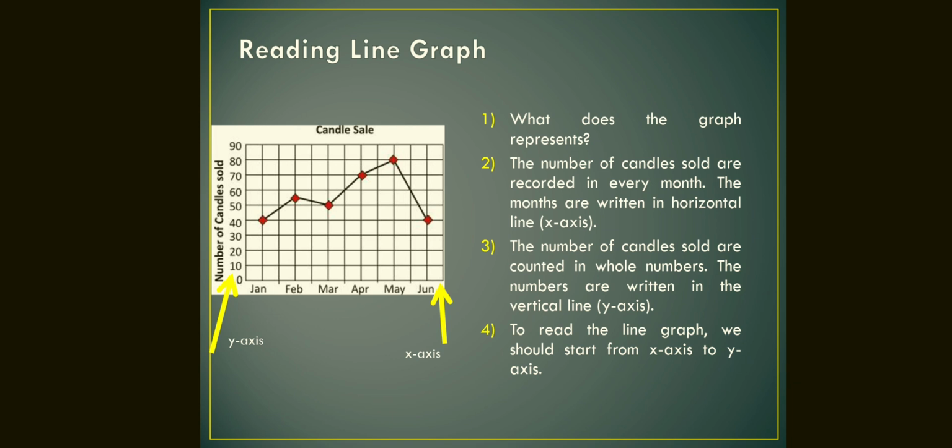Take a look at April. Look at the point above April. The point shows 70 on the y-axis, which means 70 candles were sold in April.